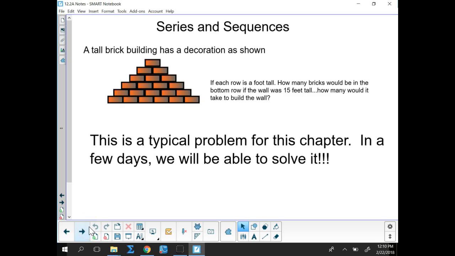A tall brick building has a decoration that is shown. If each row is 1 foot tall, how many bricks would be in the bottom row if the wall was 15 feet tall? And how many bricks would it take to build that design on the wall? Okay. So there's that. We can see that this is a typical problem for this section. In a few days, we're going to knock that out of the park.